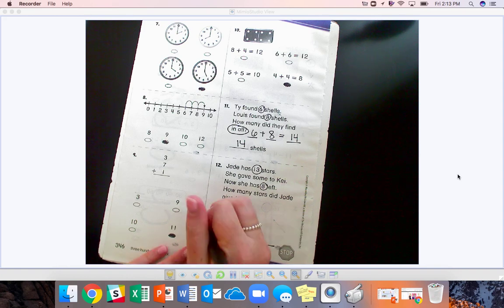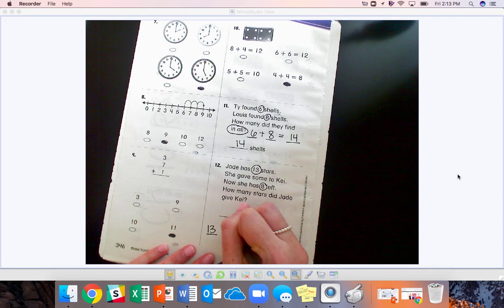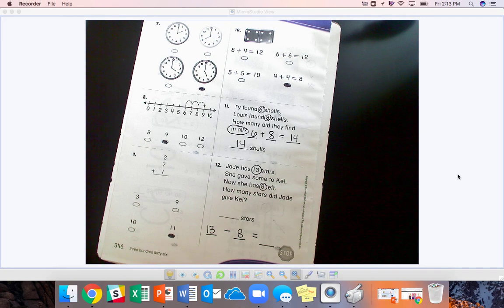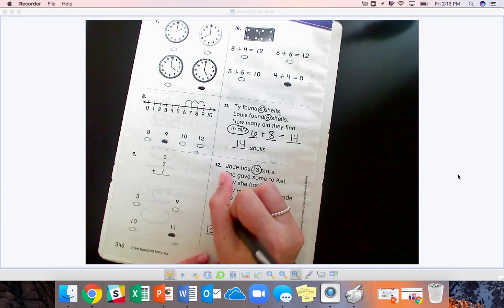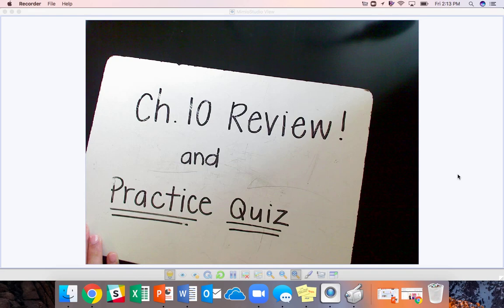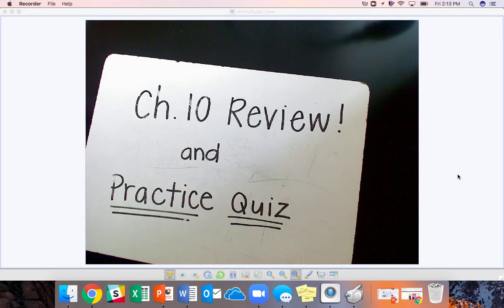Jade has 13 stars. Now she gave some to Kai. Now she has 8 left. How many stars did Jade give Kai? 13 minus 8. Great job. 5 stars. Jade gave Kai 5 stars.